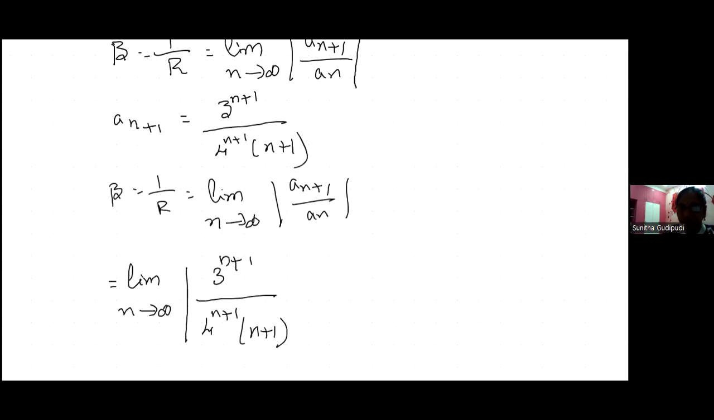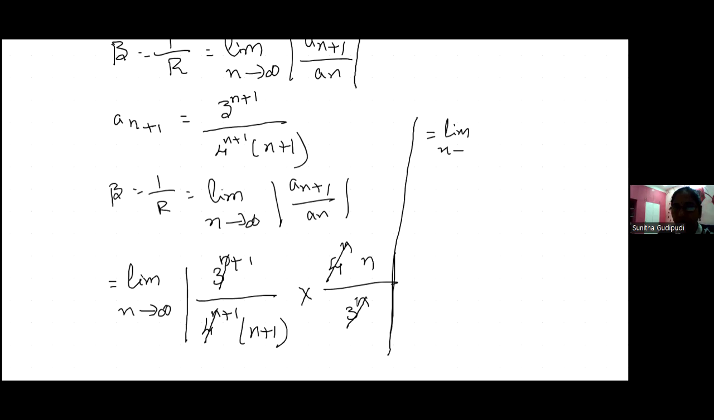Let's take that a_n to the numerator, so the terms get reversed. Reciprocal, let us write: 4 power n n divided by 3 power n. So we can cancel 3 power n and 3 power n, 3 remains. 4 power n and 4 power n, 4 remains. So this is equal to limit as n tends to infinity, in the numerator 3n remains, in the denominator 4 into n plus 1 remains.